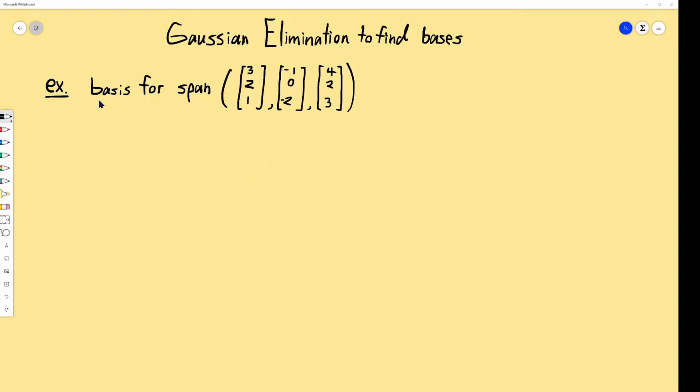So let's say I want to find the basis for the span of this set. It consists of these three vectors. Well, I'm going to cast these three vectors into a matrix. The first vector is going to become the first row.